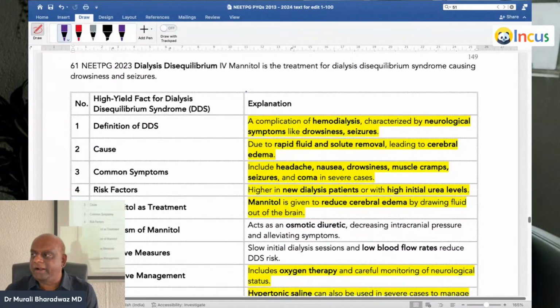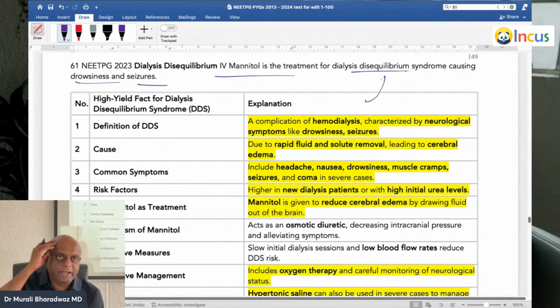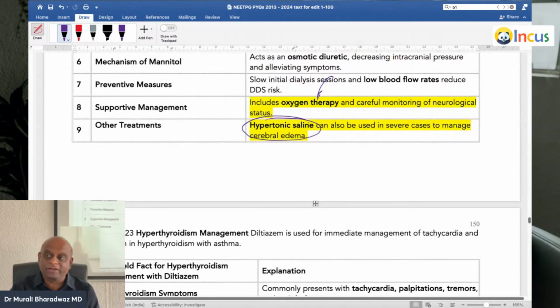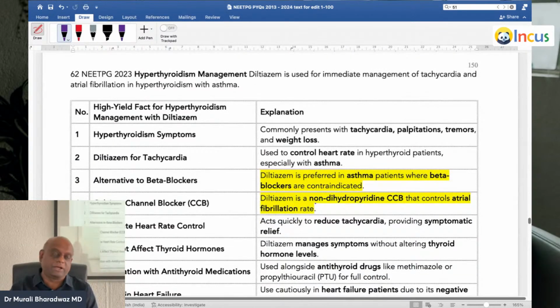IV mannitol is the treatment for dialysis disequilibrium causing drowsiness and seizures. Because in dialysis disequilibrium, there is a cerebral edema. In people who undergo dialysis, new dialysis patients, they develop drowsiness and muscle cramps. So mannitol will reduce the cerebral edema. We can also use hypertonic saline and oxygen therapy to treat these patients with dialysis disequilibrium syndrome.